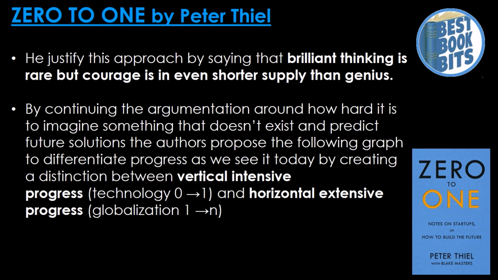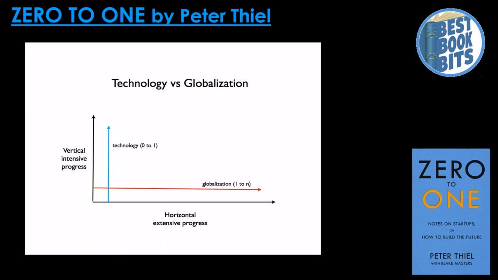By continuing this argumentation around how hard it is to imagine something that doesn't exist and predict future solutions, the author proposed the following graph to differentiate progress as we see it today, creating a distinction between vertical intensive progress, technology, and horizontal extensive progress, globalization.